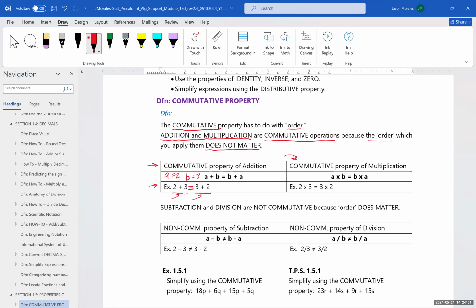And the same is true with multiplication. So multiplication is also commutative. It doesn't matter if you multiply 2 times 3 or 3 times 2. They'll both equal 6. So both addition and multiplication are commutative.